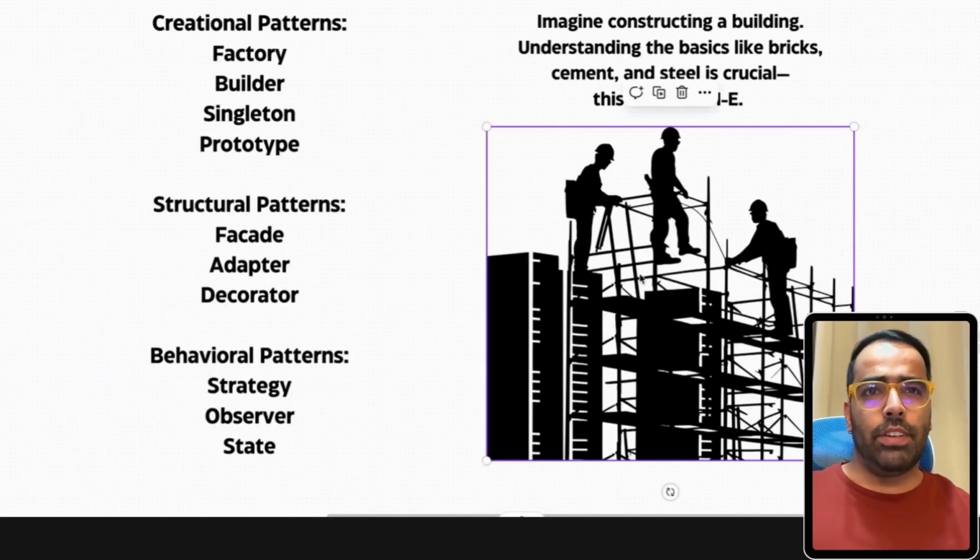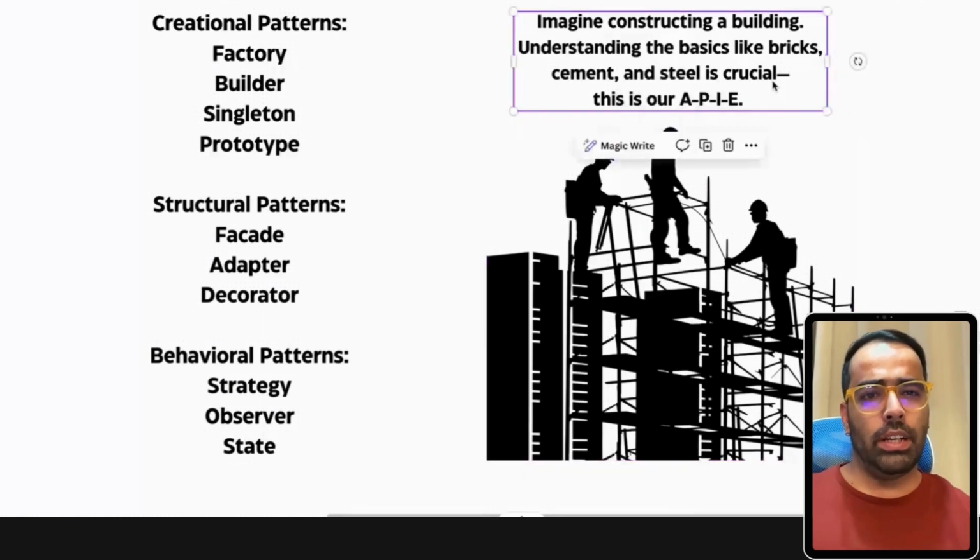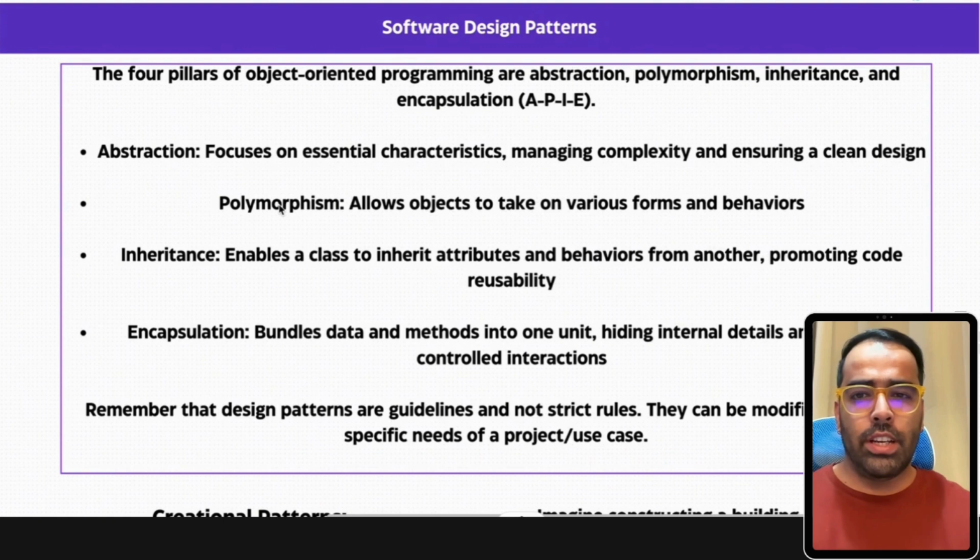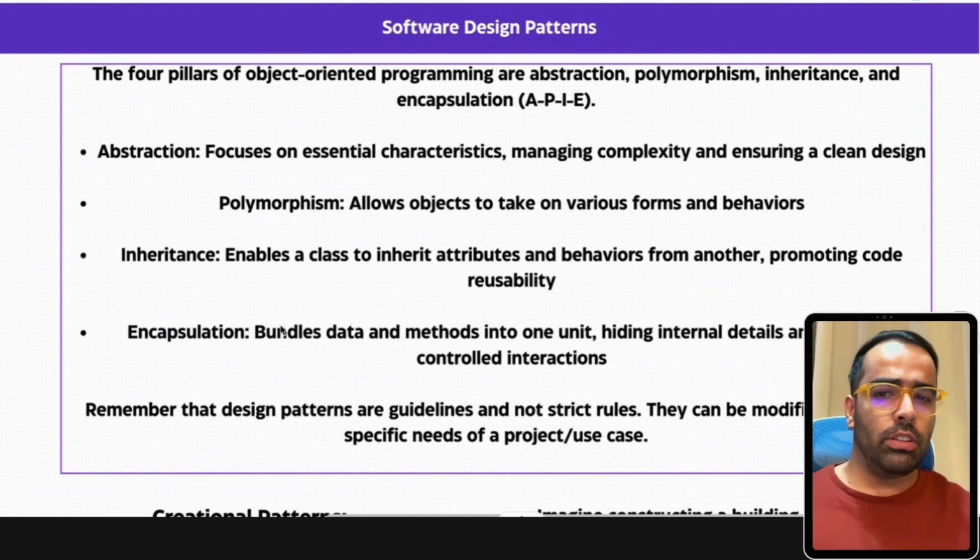Just imagine that if any building is getting constructed, we need raw material, right? To build a home, or any building, we need bricks, cement, steel, and other raw material. You are aware of OOPS concepts, right? You are aware of abstraction, polymorphism, inheritance, encapsulation, which is a good thing. But the next step as an engineer is to learn how to use it and where to use it, so you can create a robust software, product, or code.